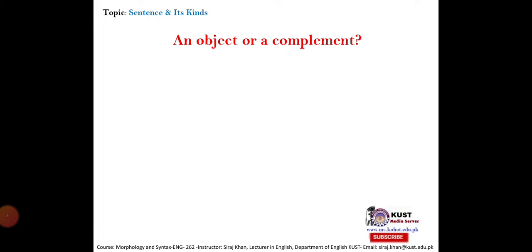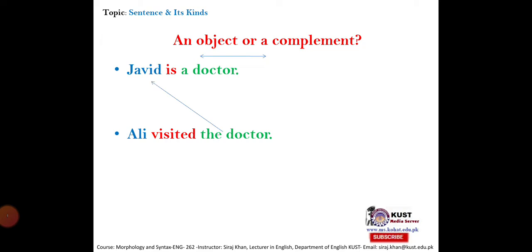An object or a complement? For example, Javed is a doctor. Ali visited the doctor. So Javed is the doctor, and a doctor is a complement about the subject. In Ali visited the doctor, Ali is the subject and the doctor is referring to someone. So a doctor is a complement, and in Ali visited the doctor, the doctor is the object of the sentence.